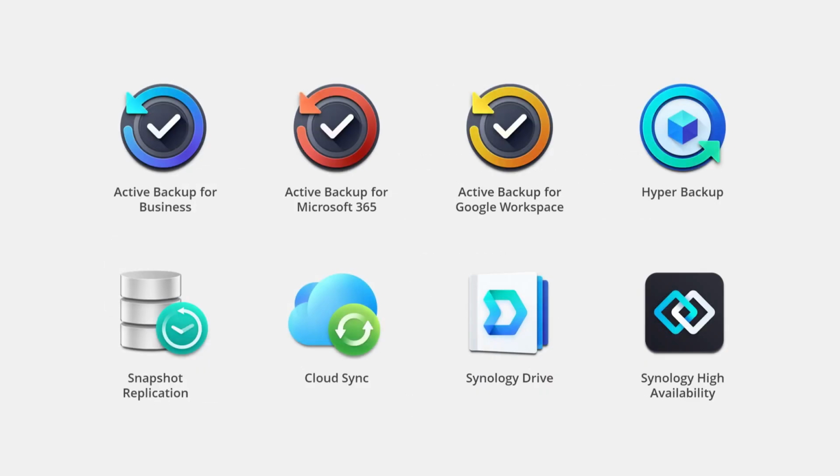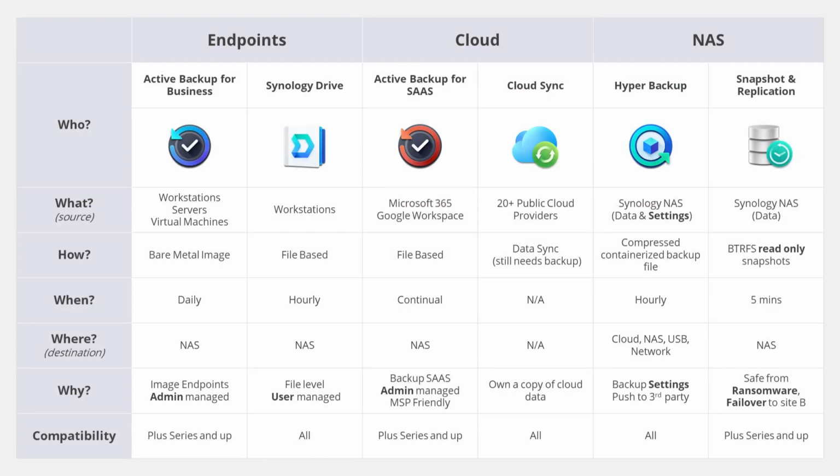All right, so this is a lot of different software packages. Let me quickly summarize all the packages you can install onto your NAS, and then we'll take a quick look at some of the features available in Synology C2. So this reference sheet shows you all the different packages that you can install on your NAS. To create a bare metal image of your workstations, servers, and virtual machines, use Active Backup for Business.